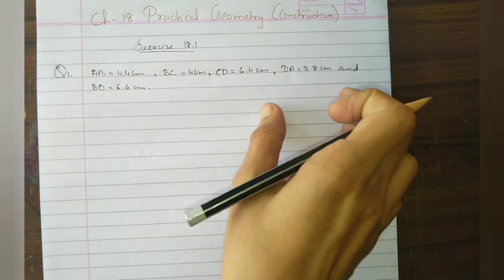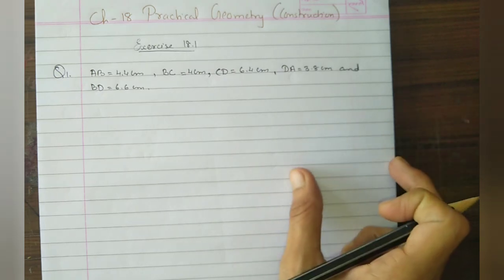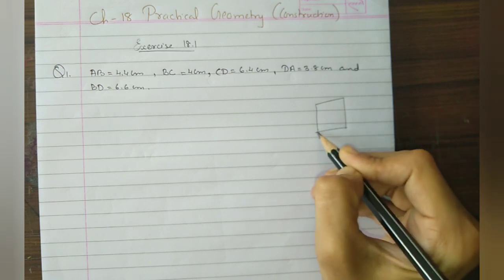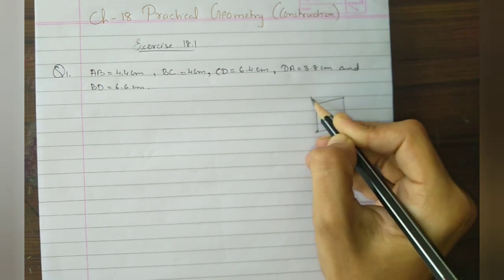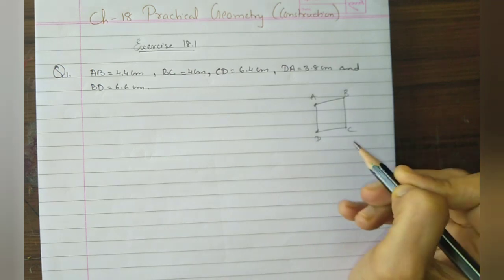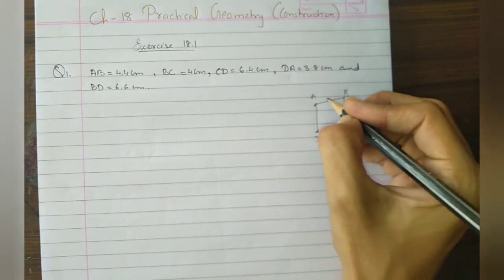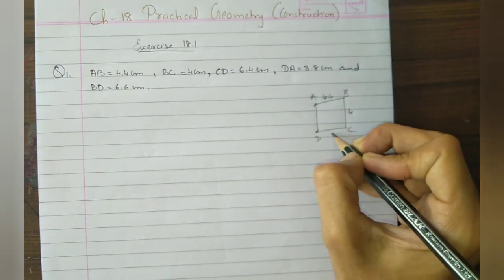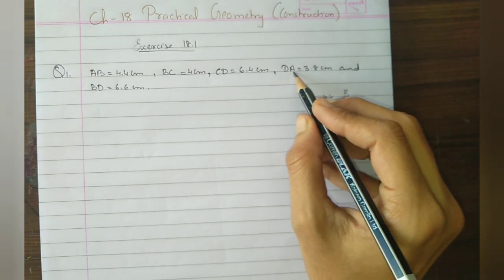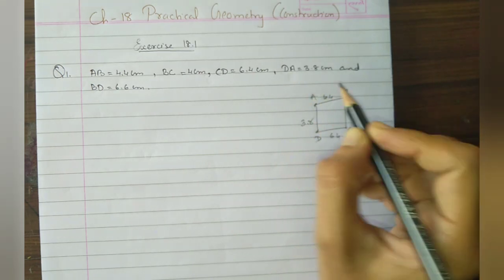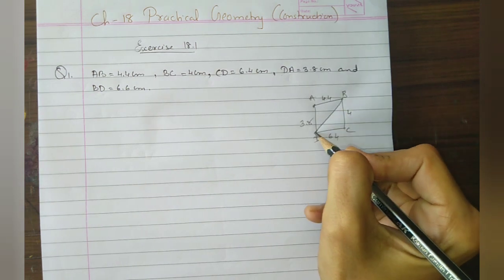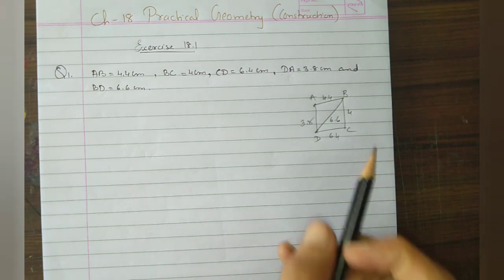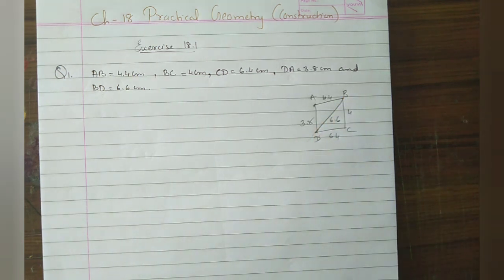First of all, we'll draw a rough diagram, that is quadrilateral ABCD. So this is your quadrilateral ABCD. Okay, so first one, AB is 4.4, BC is 4 cm, CD is 6.4 and DA is 3.8 and BD, one diagonal is given, that is 6.6 cm. Okay, so first we will draw the diagonal with a scale.